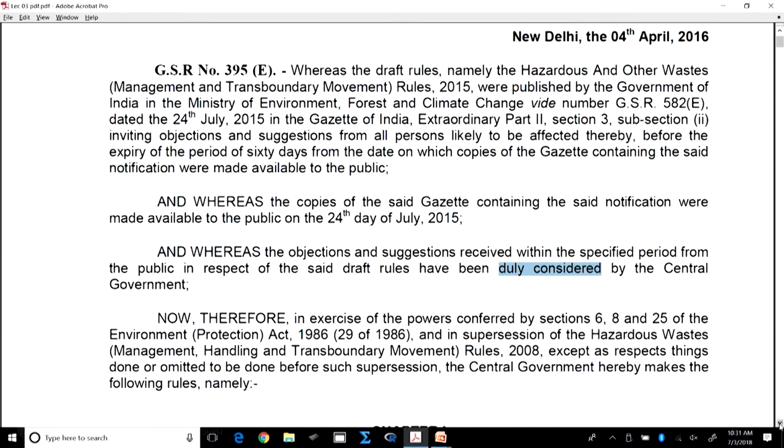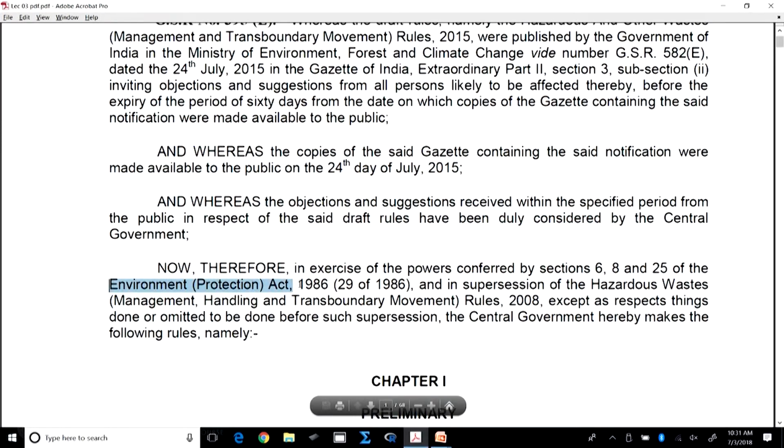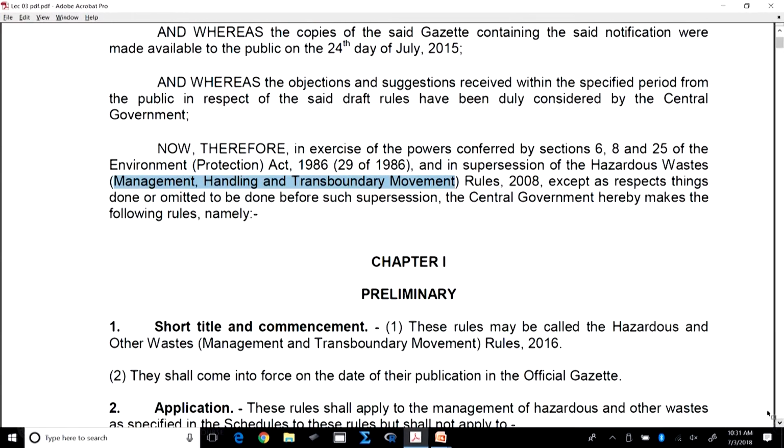Then, in exercise of the powers from the Environmental Protection Act 1986, they were replacing the previous law, which was the Hazardous Waste Management, Handling and Transboundary Movement rules. So there was already a particular law existing in 2008. This particular law, which came about in 2016, now supersedes it. And what is the current set of rules called? The Hazardous and Other Wastes Management and Transboundary Movement Rules of 2016.